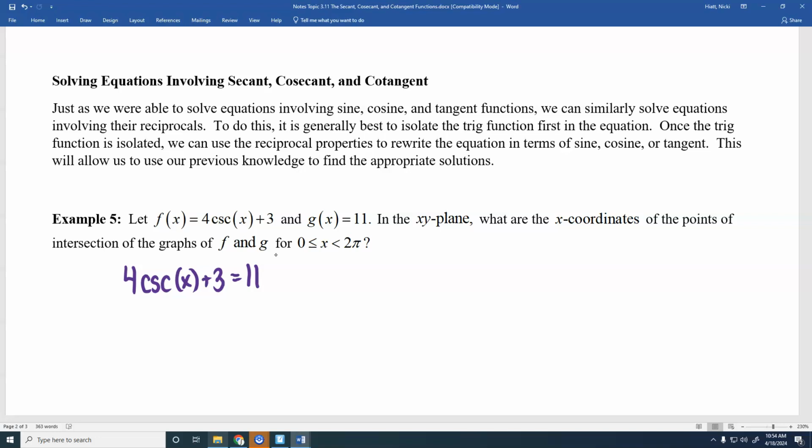All right, so first steps are like they always are in solving equations. We just need to subtract that 3, so 4 cosecant of x will equal 8, and then we'll divide by the 4, and so we're getting cosecant of x equals 2.